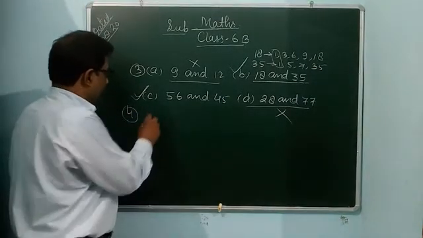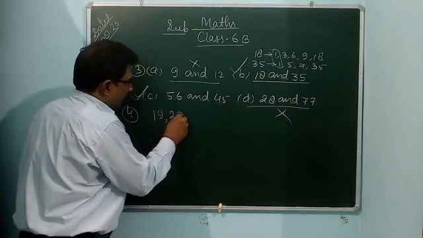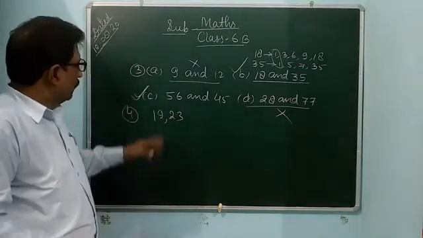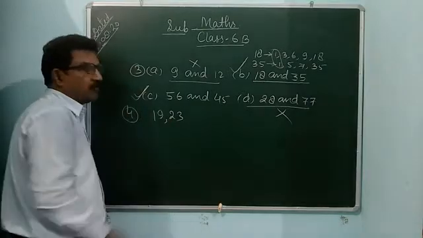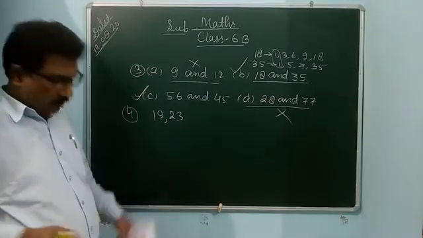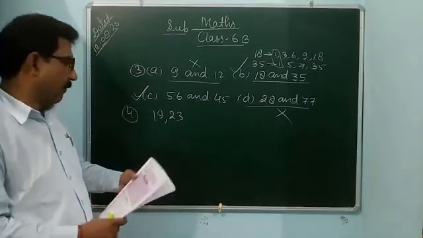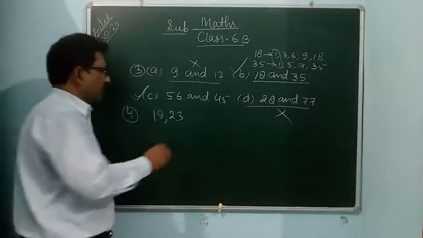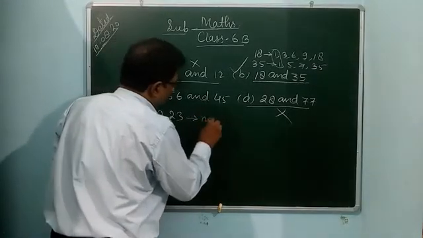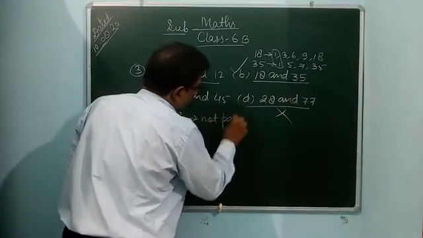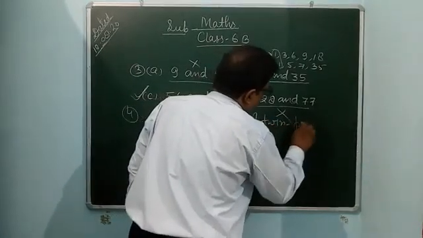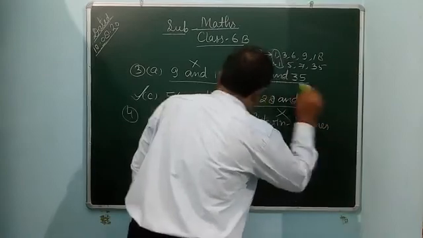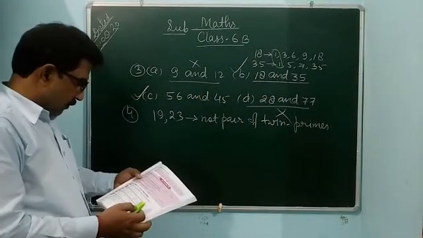Option A, 19 and 23. The difference is more than 2, so this is not a pair of twin primes.